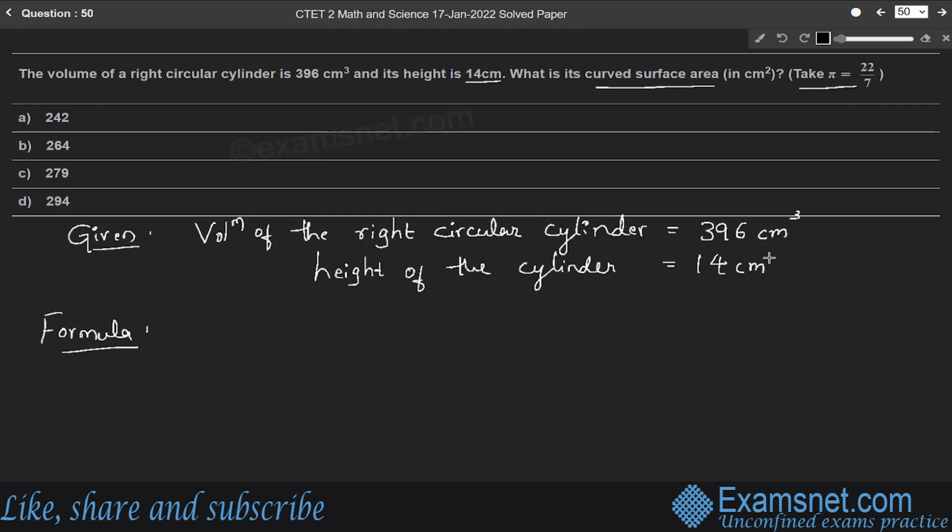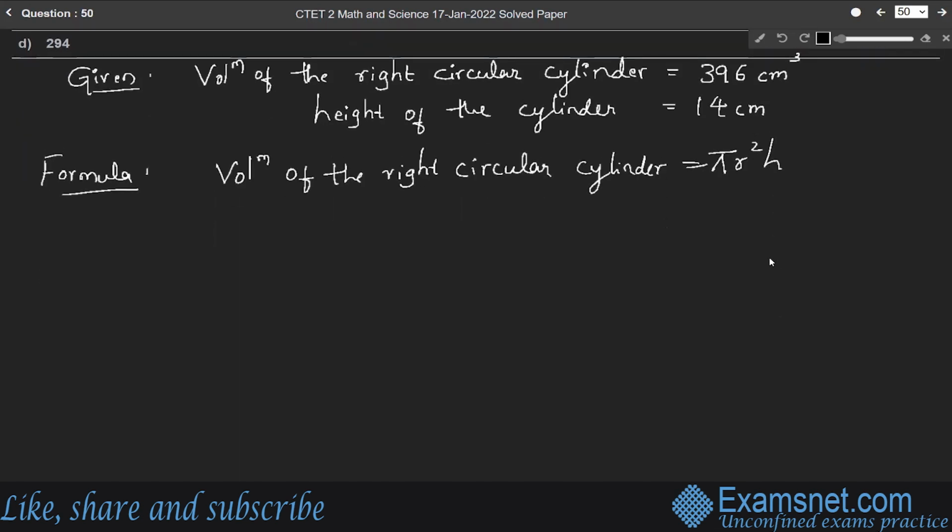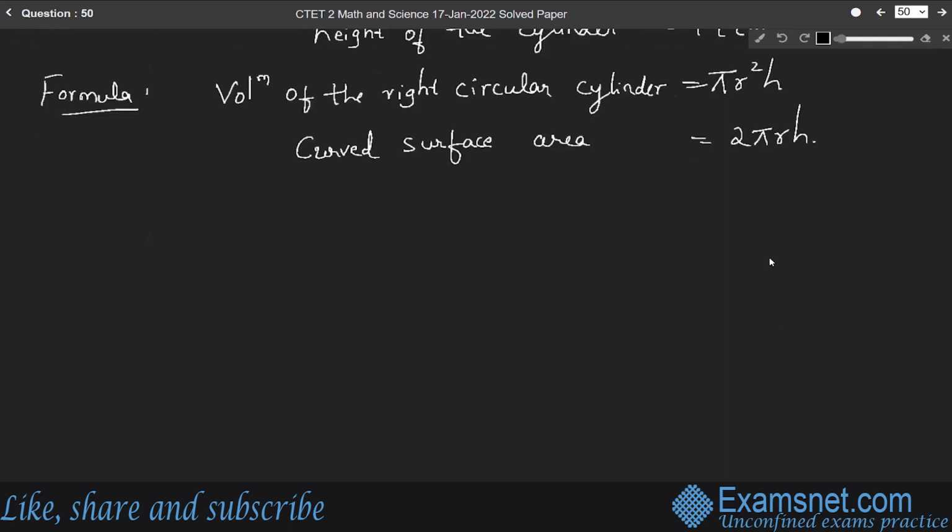Formula: volume of the right circular cylinder is equal to pi r square h, where h is height of the cylinder, and curved surface area of the cylinder is 2 pi r into h, where r is radius of the circular cylinder. So calculation.